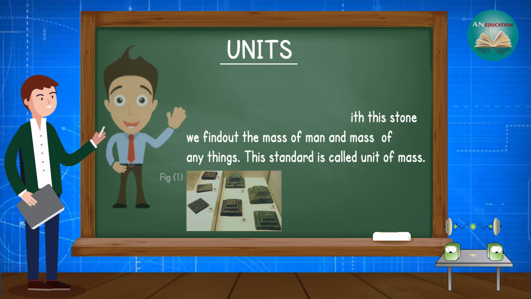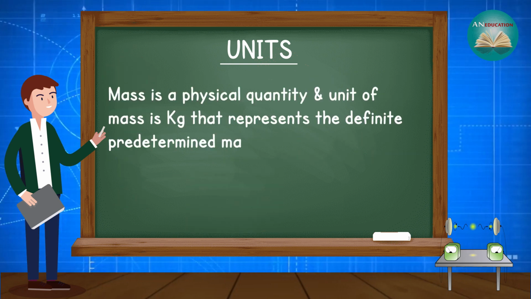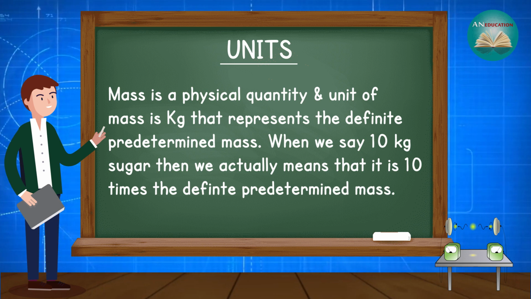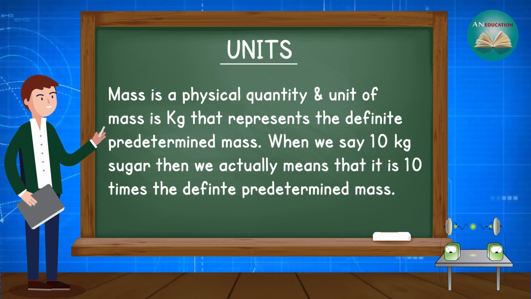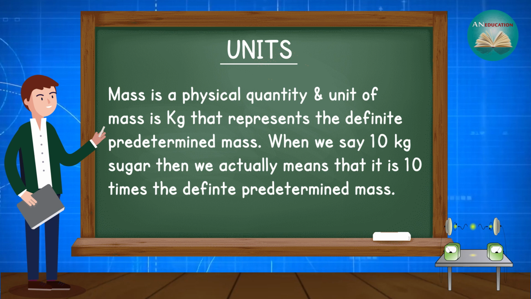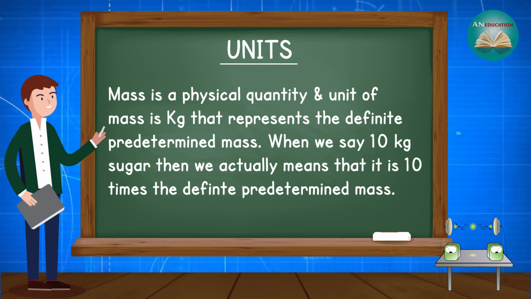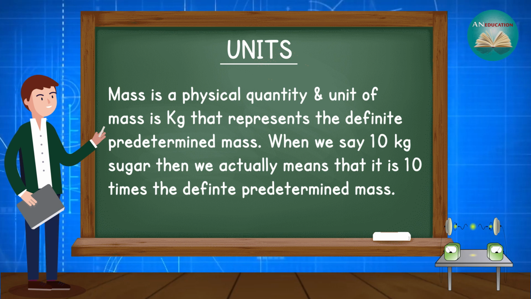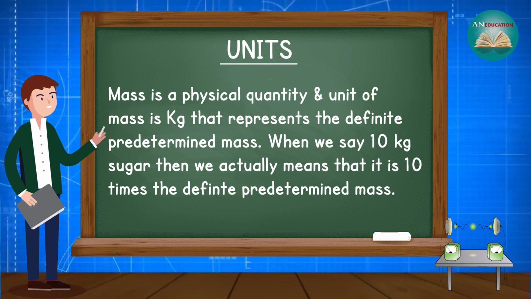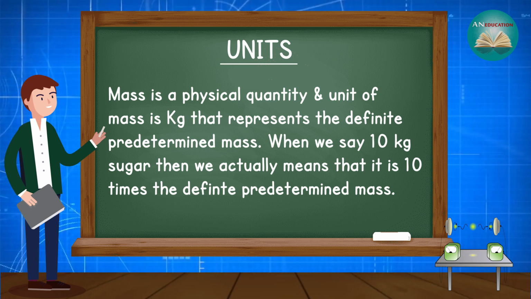Mass is a physical quantity and the unit of mass is the kilogram, which represents the predetermined mass. When we say 10 kilogram sugar, then we actually mean that it is 10 times the definite predetermined mass.